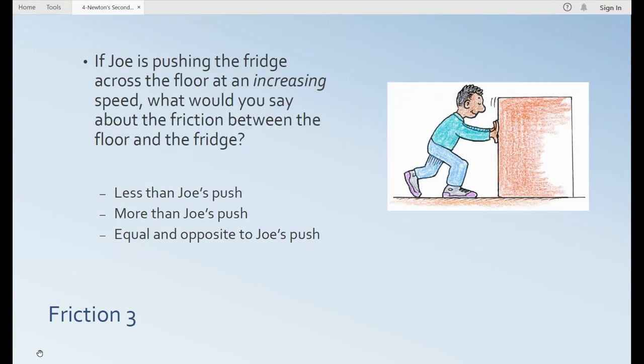But let's say as Joe is pushing the fridge across the floor, we see he's accelerating, he's increasing his speed. So what can we say now about the friction between the floor and the fridge? Well, at this point, if the speed of the fridge is accelerating, we have to say that the force of Joe's push is actually greater or more than the friction of the floor on the fridge.